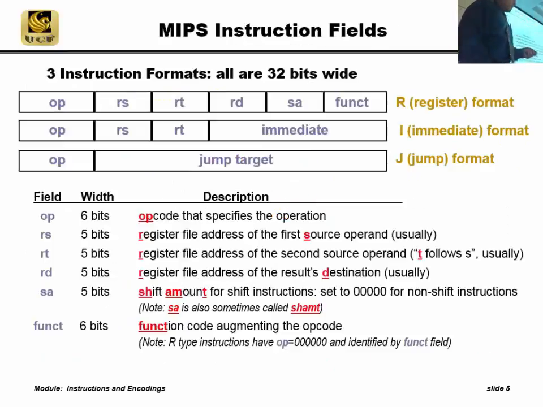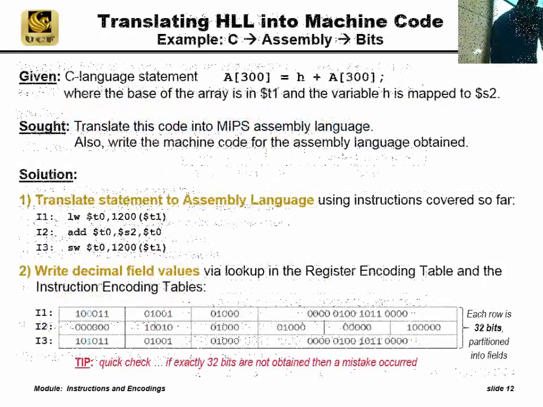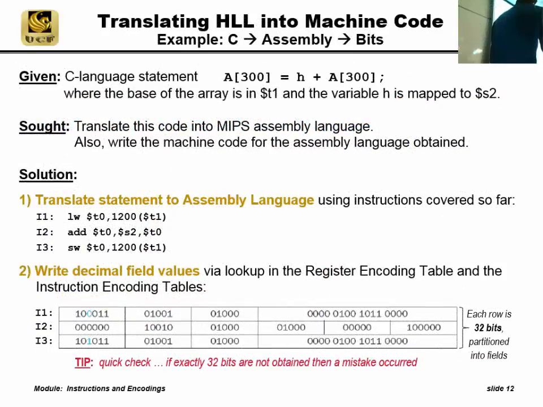If it's an I format instruction, you have op, rs, rt, and then the constant. Let's take a look. We have op, rs, rt, and the constant. So what is this constant? The constant here is 1200. This is 1200 written in binary as 16 bits. Okay. So how many bits do we have? So here we have what? If you convert this, what is this?